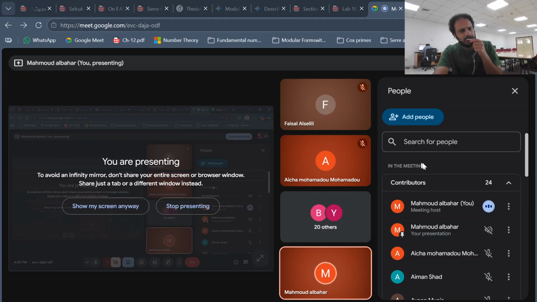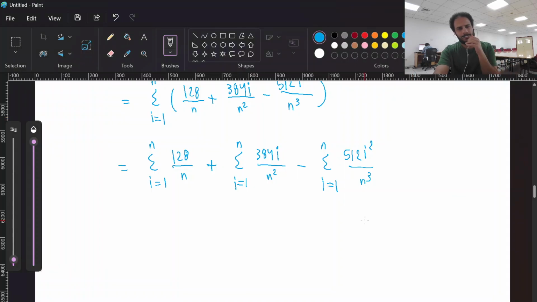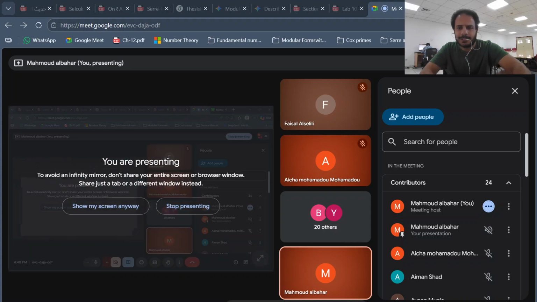Is it good? Now, do you know what's the next step? There's a formula for n cubed, I think, when you sum it up to infinity. No, we will not take the limit yet. We will simplify more. I will tell you the next step. Just one second.